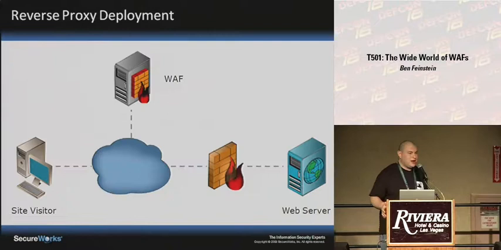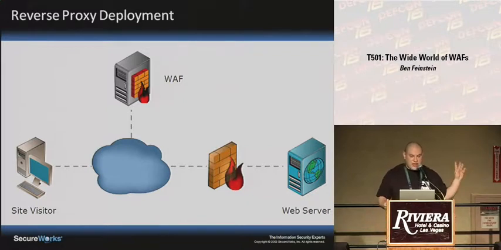All right, so let's talk about the reverse proxy deployment. This is a little more complicated deployment, but it's more typical of how you're going to actually do this in the real world. So you've got your web app firewall somewhere on the internet, you've got a site visitor, and you've got your web server, let's say, behind your standard network firewall. So if you try to go directly to the web server, you're going to get blocked. The firewall doesn't allow visitors to directly hit the web server. You have to go through the WAF.